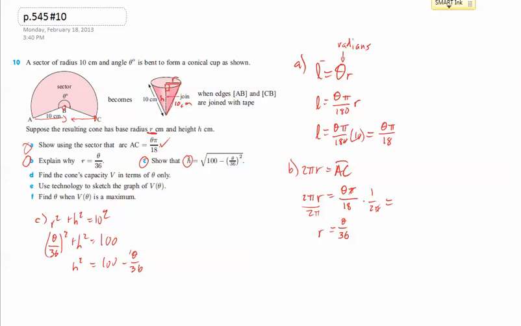Which is almost as much fun to say as theta pi. And then we will take the square root, and magically we get what we're supposed to have, which is the square root of 100 minus theta over 36 squared.